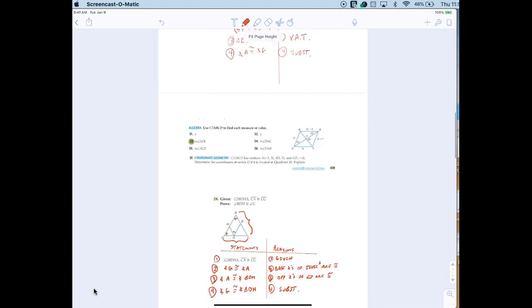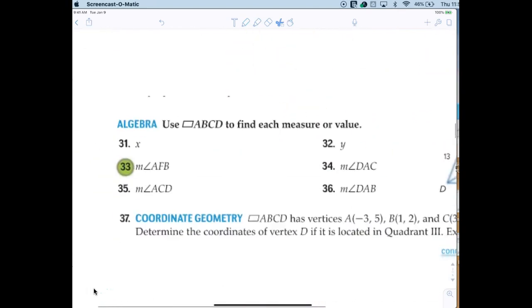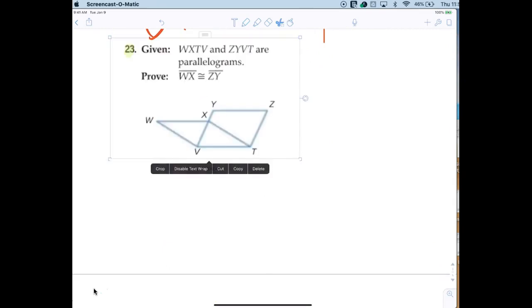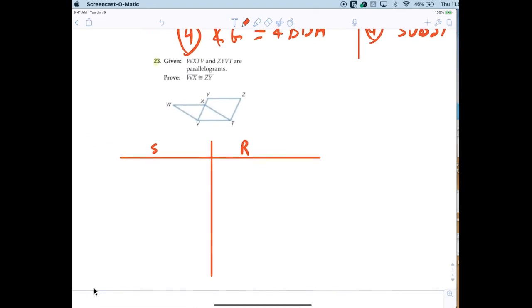Let's take a look now at 23. Let's look at this, see if it's harder. And what I said, guys, it's not about me expecting you to get it all right. I'm expecting you to write it down and give it a shot. That's what I'm expecting. Now, again, on this one, it's just saying that WXTV, so I'm really going to have to highlight W, X. Okay. So this right here is a parallelogram.